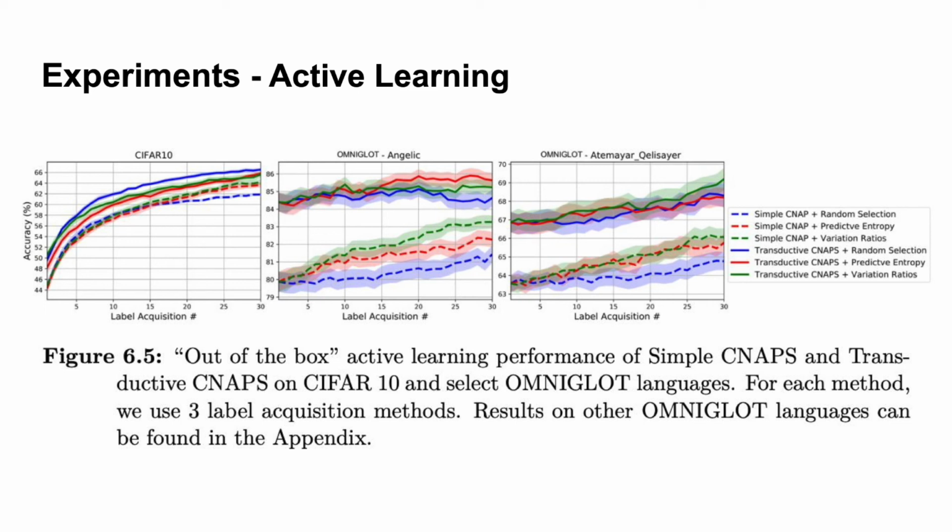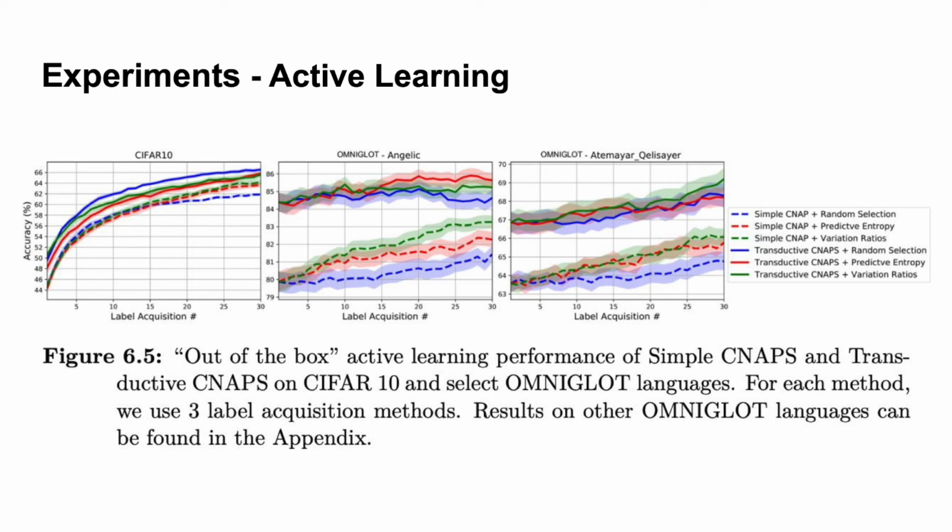we've seen. And as previously said, we consider three cases: random selection, where we just select an unlabeled example and request a label for it at random; predictive entropy; and variation ratios, both of which are uncertainty-based methods, where we look at how uncertain the model is about a particular example, and then request labels for the most uncertain example.